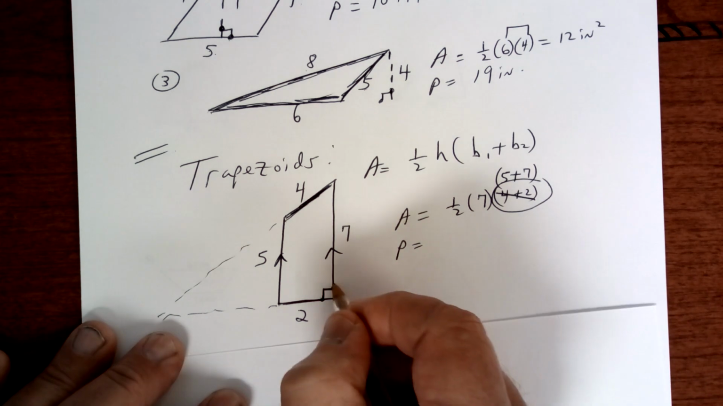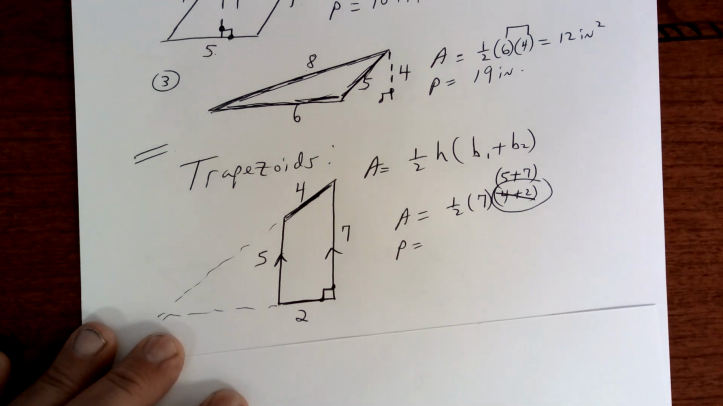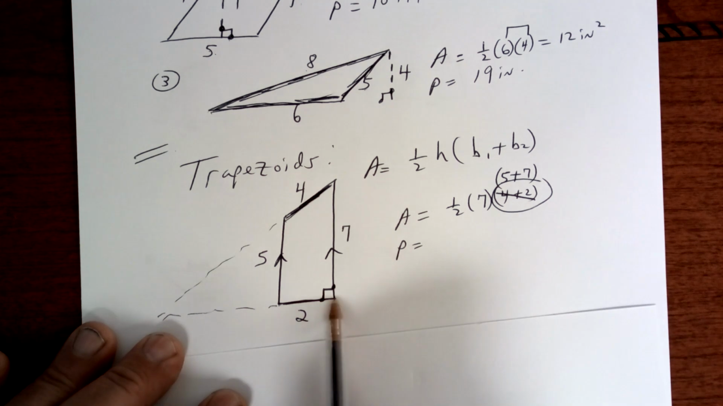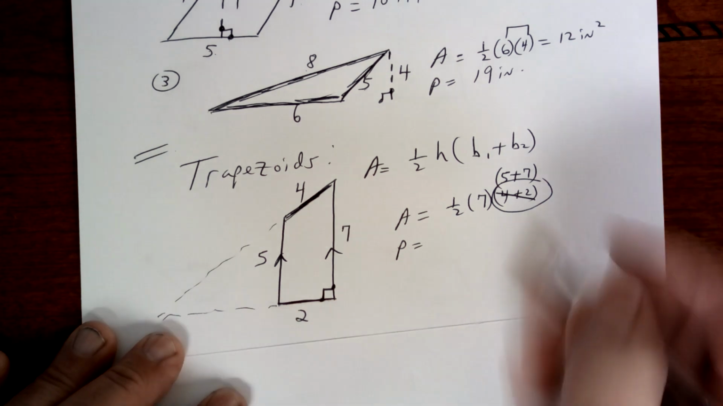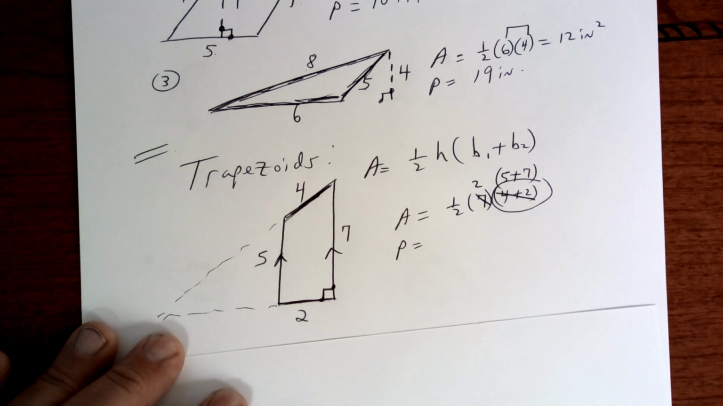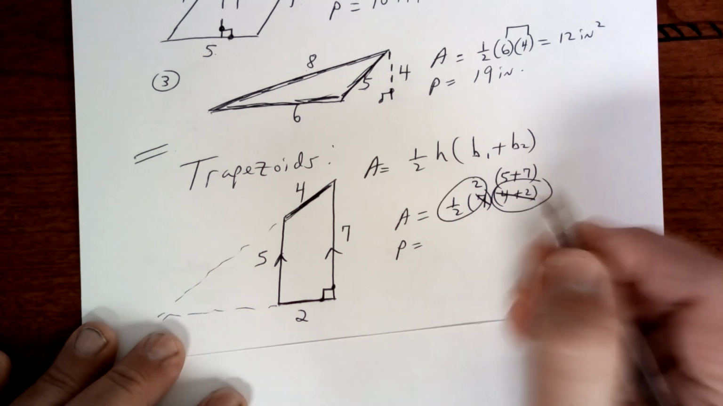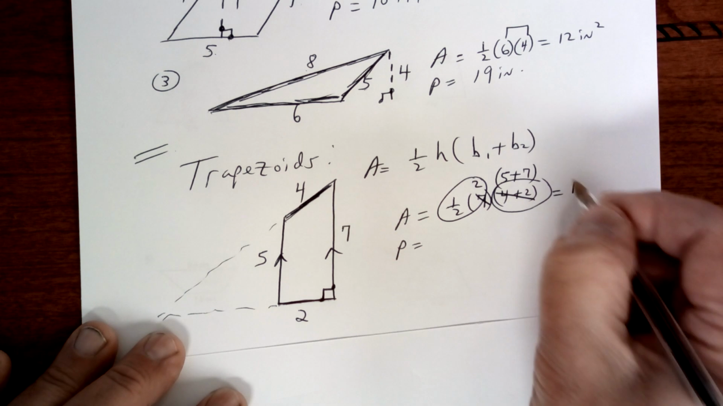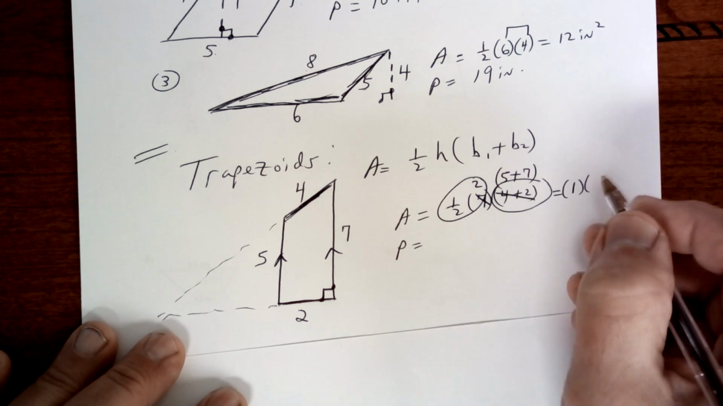Again, this one right here, the height is actually 2. It goes from base to base. So this should be a 2. So you're going to have to be careful with these. So half of 2 is 1. And 5 plus 7 is going to give you 12.